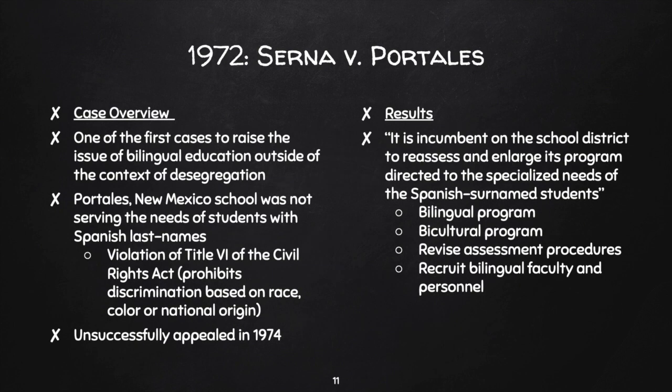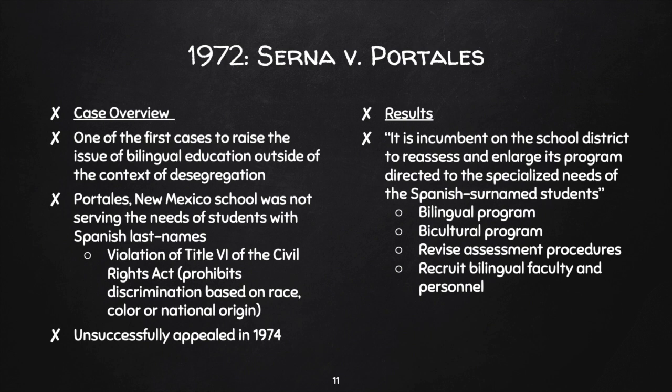So in 1972, we have the case of Serna v. Portales, and it's actually Portales, New Mexico, the independent school district there. This case is actually one of the first cases that arose concerning bilingual education, but outside the context of desegregation. So the case wasn't so much based on desegregation, but rather the services that the students in the school were receiving. The parents of the students claimed that the school was not serving the needs of students with Spanish last names. That was indicative of the ethnicity of the students.